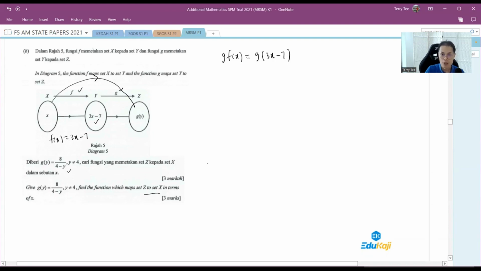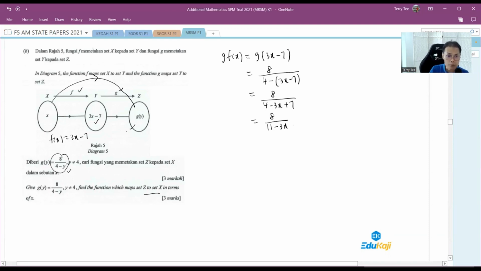I put it inside my g(x). My g(x) will be this, right? 8 over 4 minus bracket 3x minus 7. Okay, so the next thing is we can simplify further and write 8 over 4 minus 3x plus 7. That will give us 8 over 11 minus 3x. But this is the function that maps x onto z.